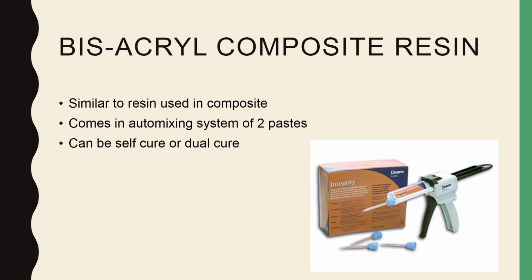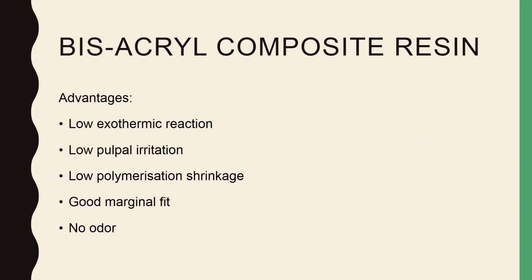The bisacryl composite resin is the most commonly used chairside material for fabrication of provisional restorations. They are similar to the resin used in composite and come in an auto-mixing system of two pastes. They could be self-cure or dual cure. The bisacryl has the advantages of having low exothermic reaction, low pulpal irritation, low polymerization shrinkage, good marginal fit, and no odor.